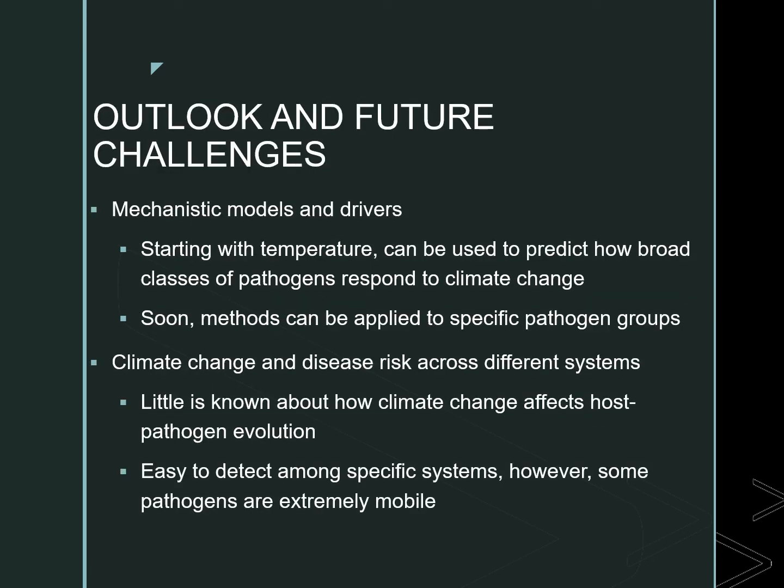In regards to outlook and future changes, there are a lot of things that we can look at, starting with mechanistic models and drivers. We already have a lot of the tools necessary to chart temperature and climate change and how pathogens can respond to temperature. So we would start with this, and these can later be applied to specific pathogen groups. After temperature is mapped, we can apply these techniques to other climate change factors such as humidity.